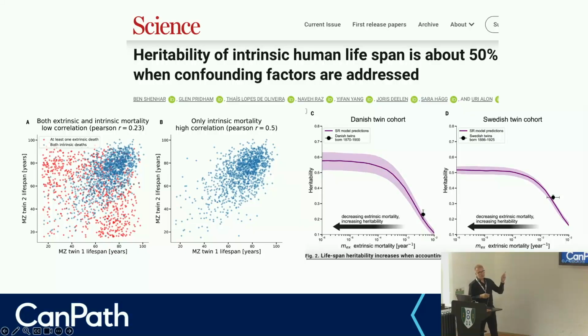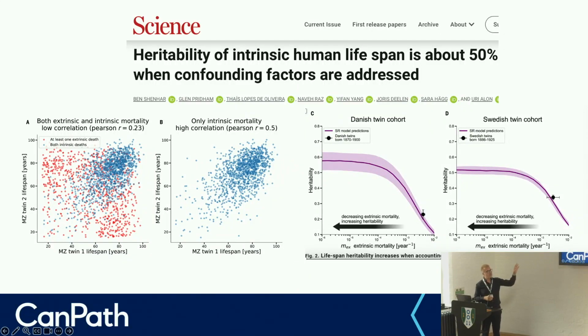And I just grabbed these two pictures from the paper. If you look at monozygotic twins, and I think this one was from the Swedish cohort, they simply said, if you remove extrinsic factors associated with death that might be associated with one or the other twin, you will seriously improve your estimate of heritability.